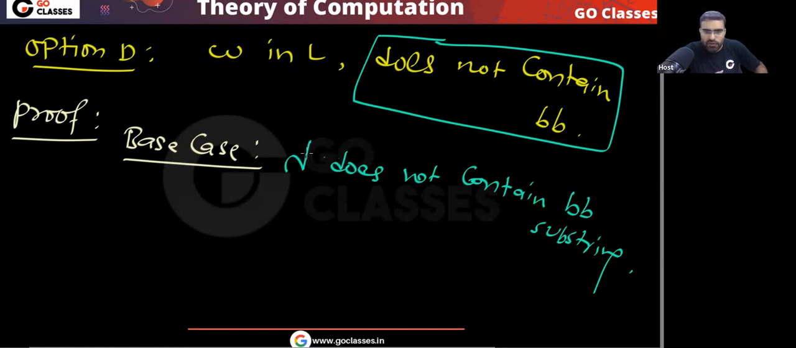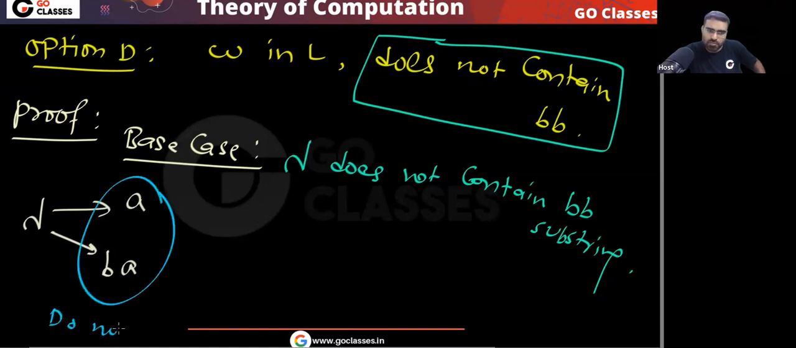So you can notice, first of all, lambda does not contain BB. From this lambda, what can you create? You can create only these strings, and they also do not contain BB. Yes or no? So from this lambda, you can create A, BA. These strings you can create from lambda, and these strings do not contain BB. And you can notice they are ending with A.